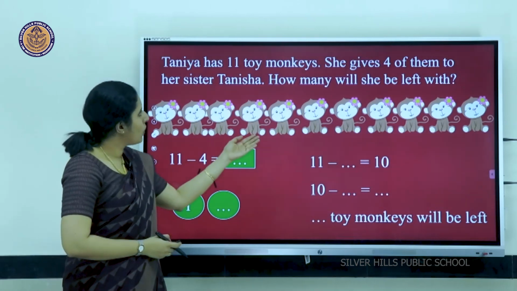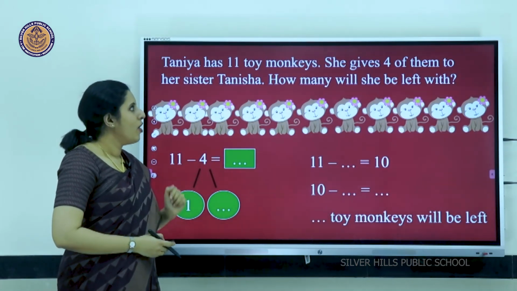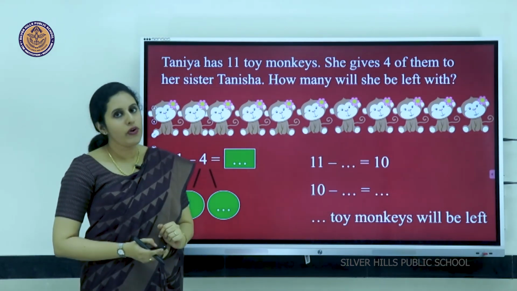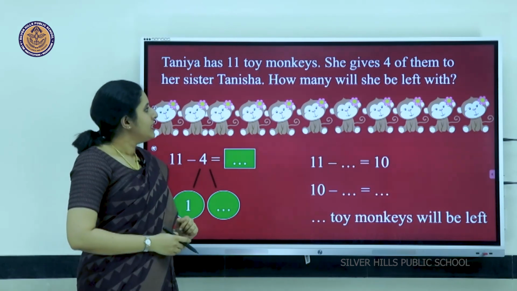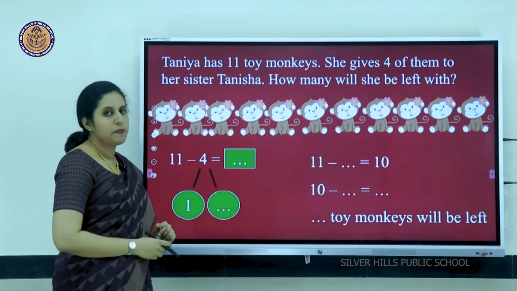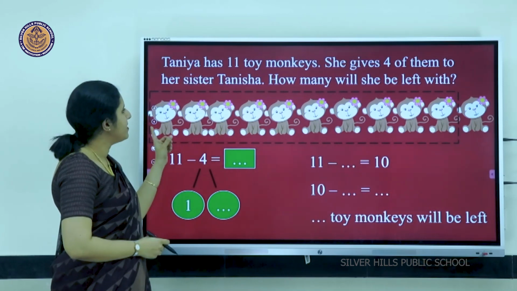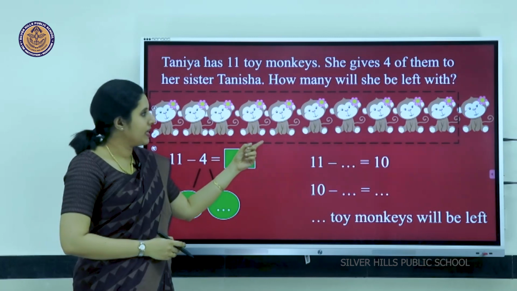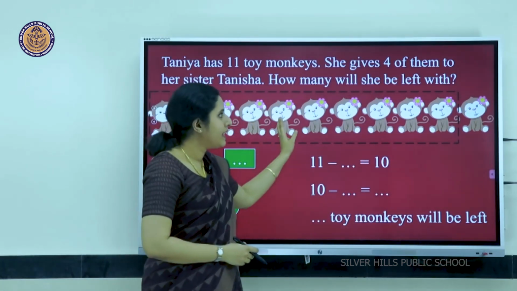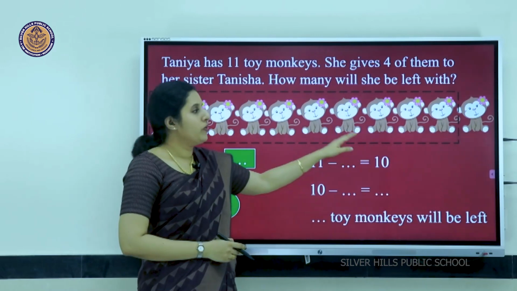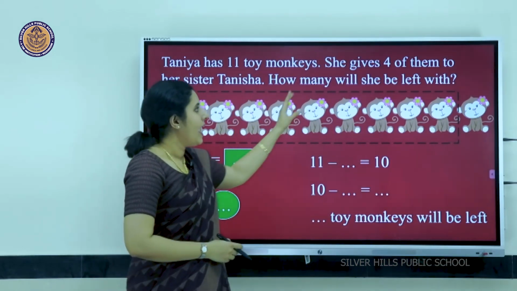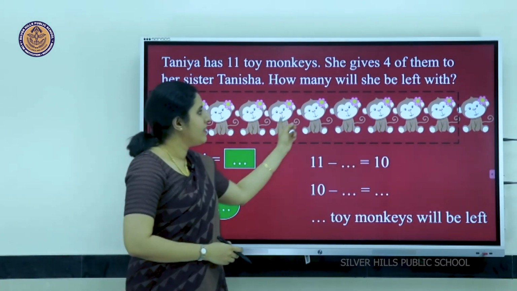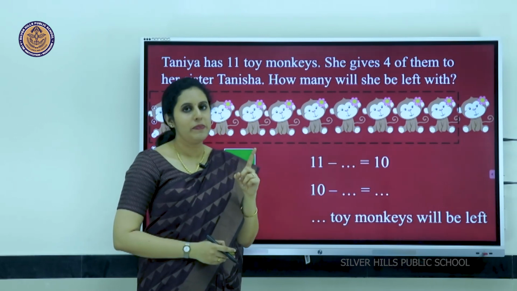There are 11 toy monkeys. From that, 4 monkeys are given away. 11 toy monkeys, 4 are given away. Just as we did in the last problem, we will split these 11 monkeys as 10 and 1. You know, 11 is 10 and 1. That is why we are grouping it as 10, and in the ones place there is only 1 monkey.